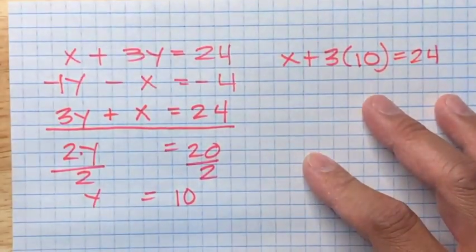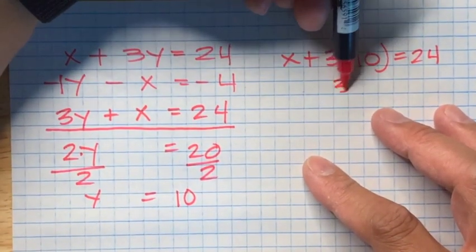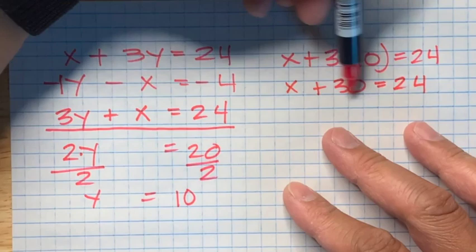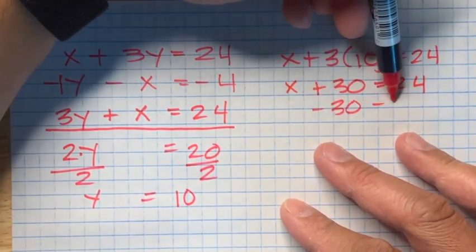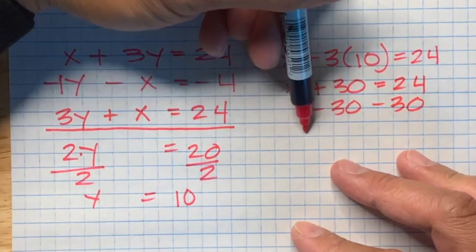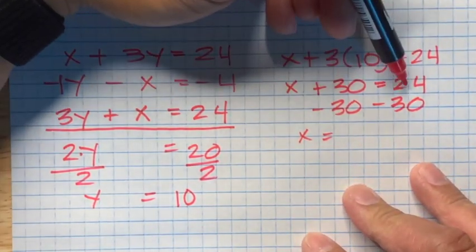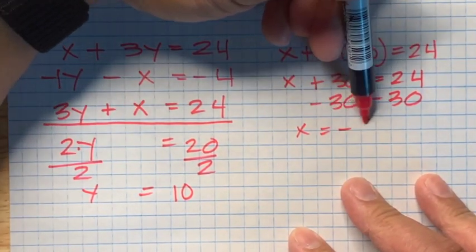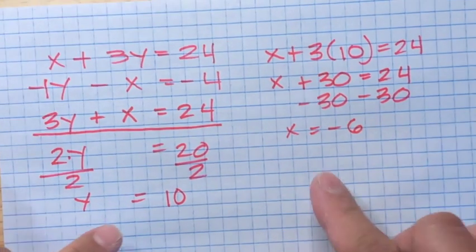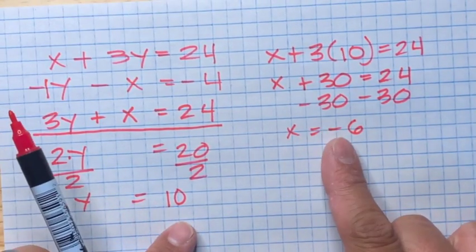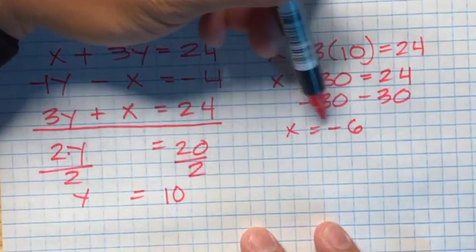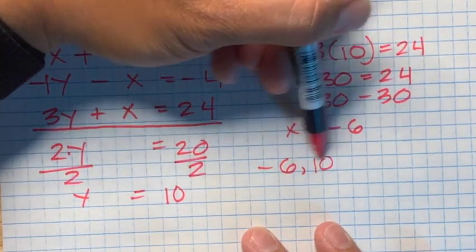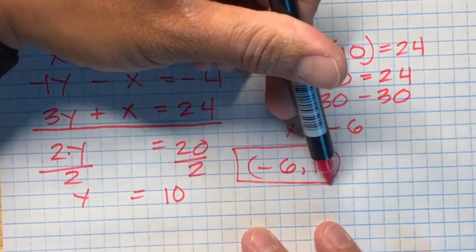x plus 3 times 10, which is 30, equals 24. Subtract the 30 from both sides. These cancel out. x is equal to 24 minus 30, which is negative 6. So we have our two values, and make sure you put the x first, negative 6, and then the y second, positive 10. And there's our final answer.